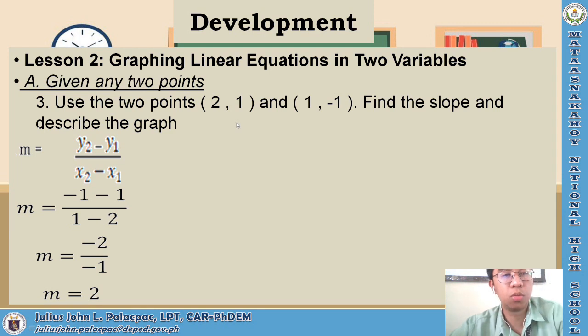Next, use the 2 points 2, 1 and 1, negative 1. Find the slope and describe the graph. So we'll put name first, x sub 1, y sub 1, x sub 2, y sub 2. So negative 1 minus 1 is equal to negative 2. Since they are both negative, we'll just add them and then write the sign. So 1 minus 2. So 1 minus 2 is negative 1. Since they are both negative, we'll cancel the negative sign and then make it 2. So slope is 2. So the graph goes upward from left to right.